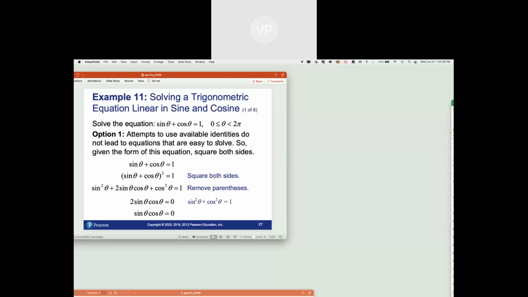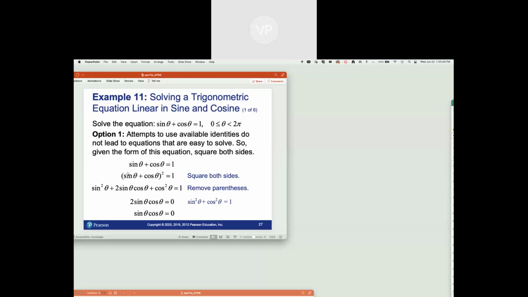Okay, so our last one here, I'll do one more problem like this. We have sine plus cosine equals 1, and now we have to solve. So remember, back to algebra, we're looking for what value for theta makes this equation true. And they only want answers between 0 and 2 pi. So a couple of things here.